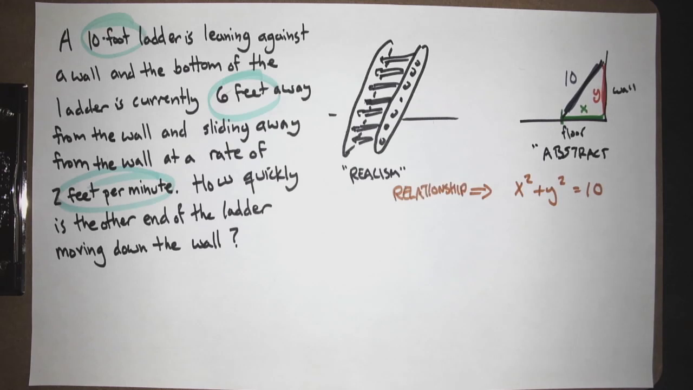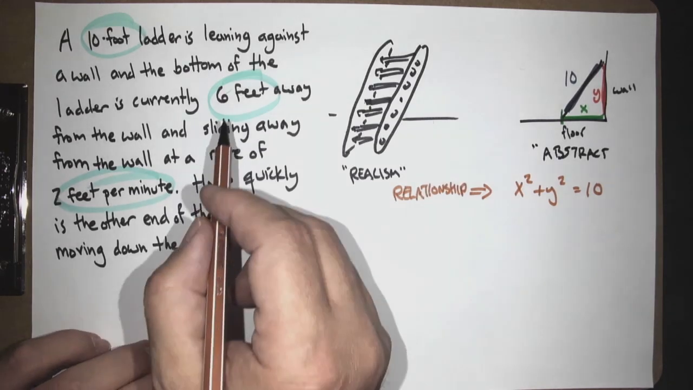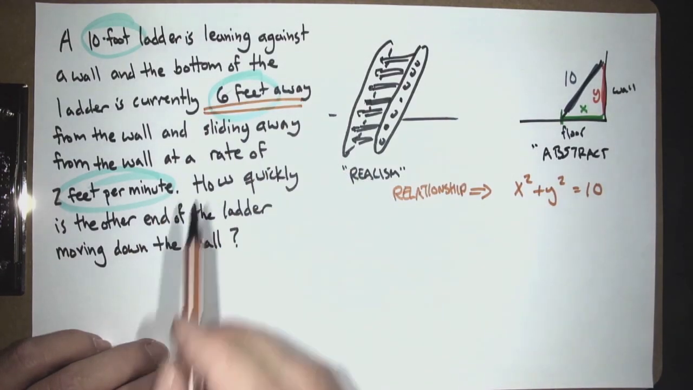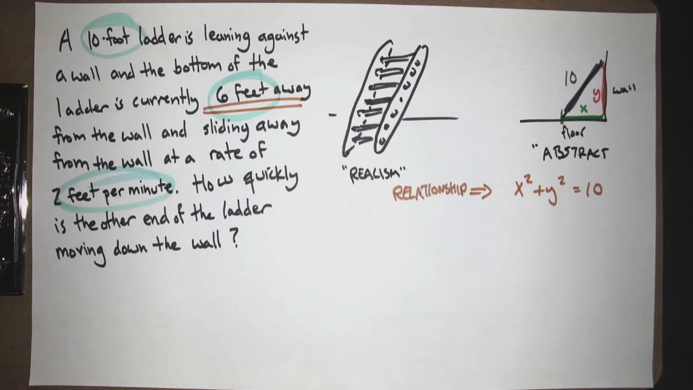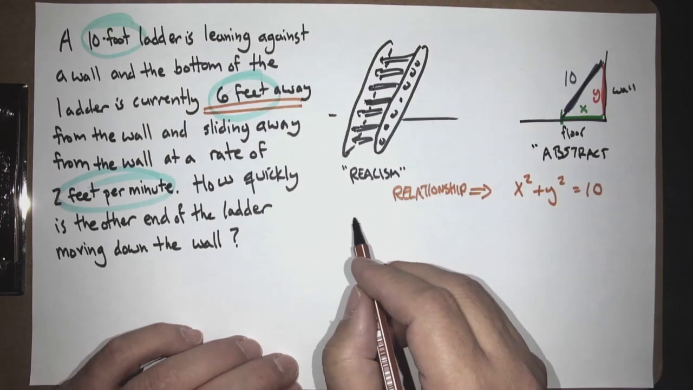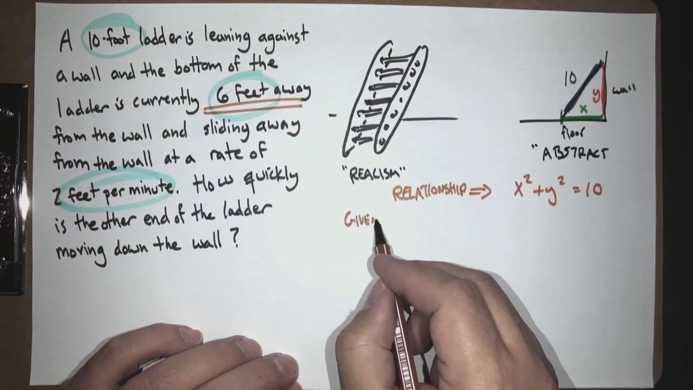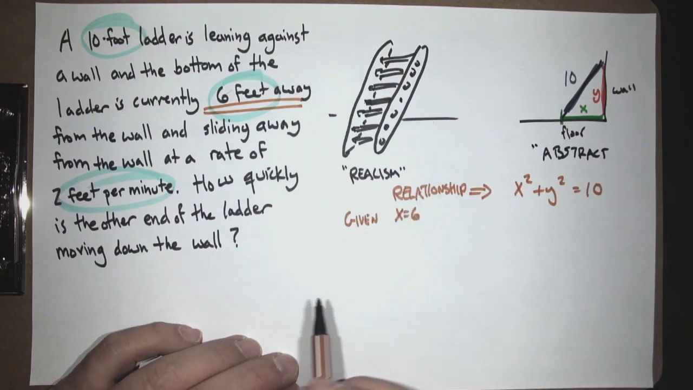Now let's do a few other things. This quantity here, how do we interpret it in terms of how we've written things down? What does 6 feet away represent? X. So we're given x equals 6. What about this one?